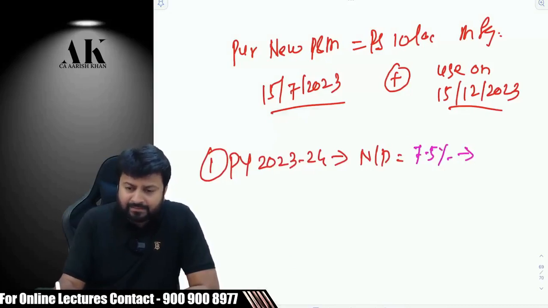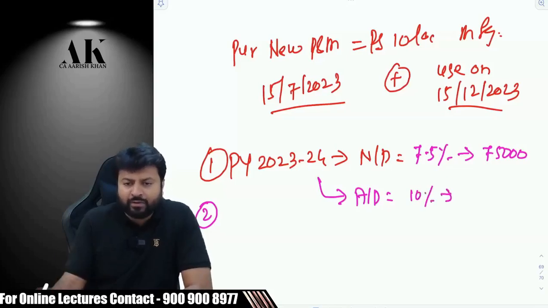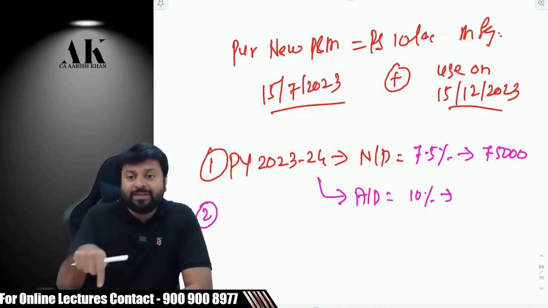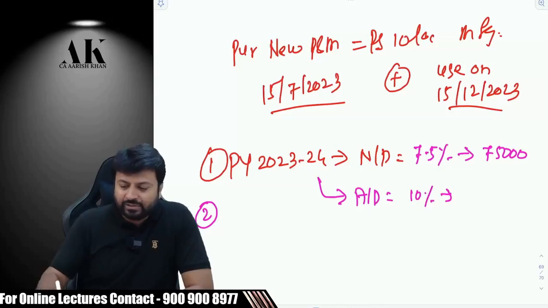7.5%, right? That will be 75,000, correct? Second question. In this year, how much additional depreciation will I get? 10%. The question is, will additional depreciation also become half? And the answer is yes, additional depreciation will also become half, if the asset is put to use for less than 180 days in that previous year. Don't forget that line. So this will come to how much? 1 lakh. Till here, there is no issue.